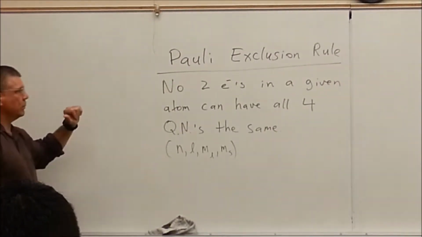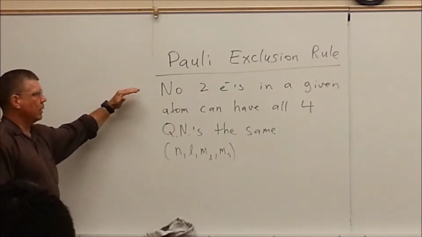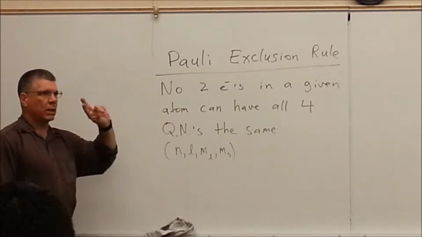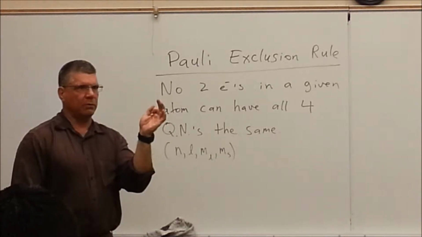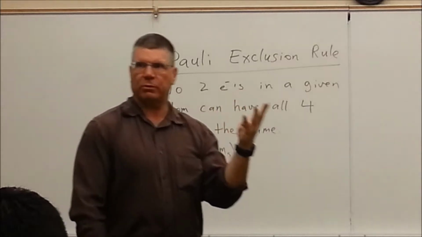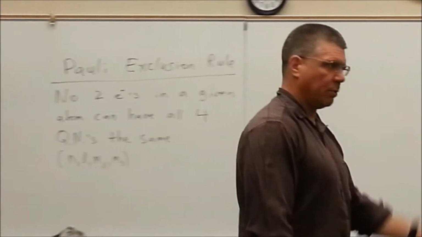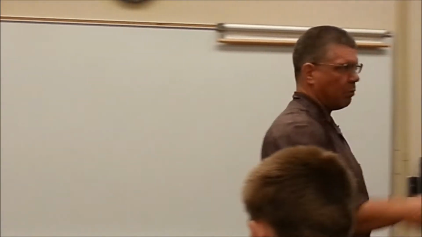So what Pauli said, Wolfgang Pauli, is that in a given atom, you can never have two electrons that have all four quantum numbers identical to each other. That's the Pauli exclusion principle. What that means as a practical matter for us is that in any specific orbital, there can be no more than two electrons.